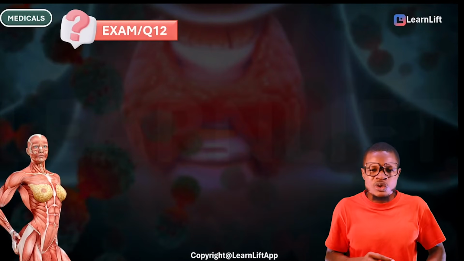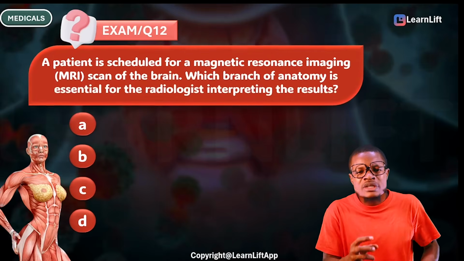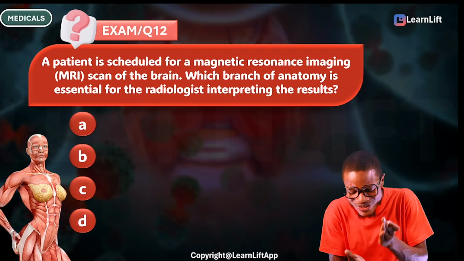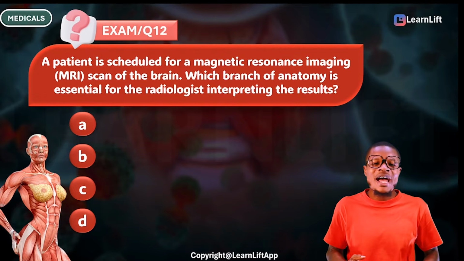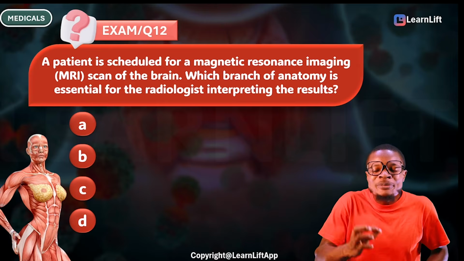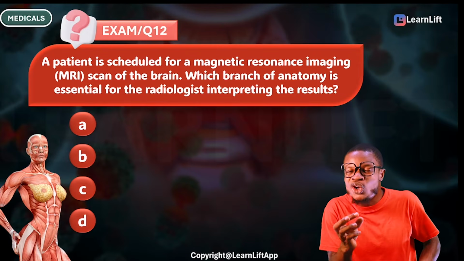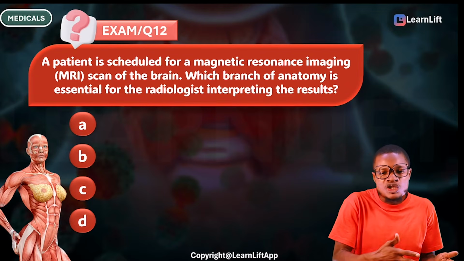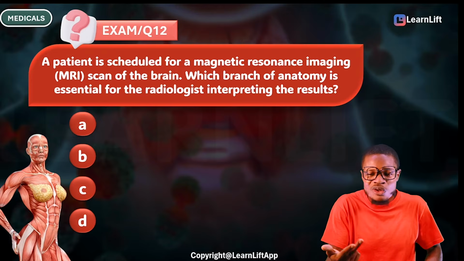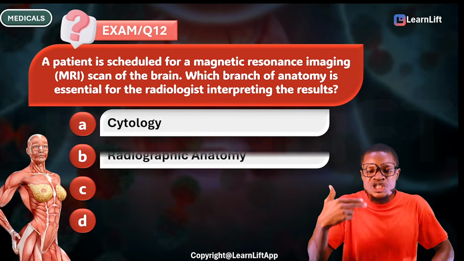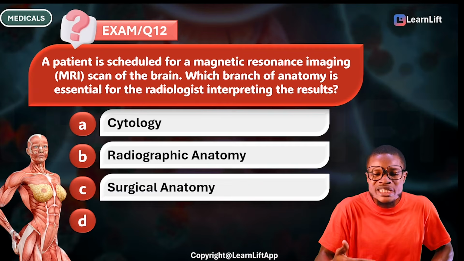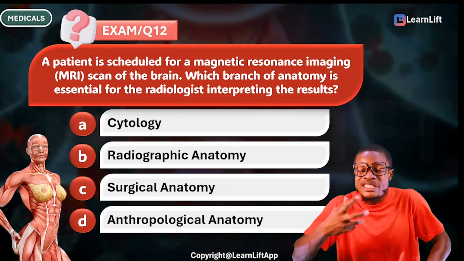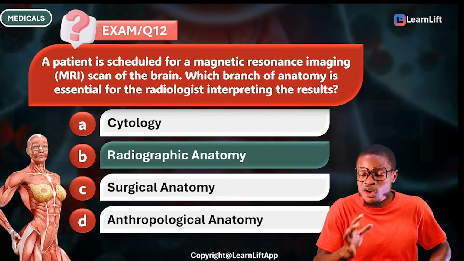Look at the next question here, question 12. In question 12, the question says a patient is scheduled for magnetic resonance imaging, of course, radiographic anatomy, MRI scan of the brain. Which branch of anatomy is essential for the radiologist interpreting the results? Now, the radiographer will carry out the procedure, the radiologist will interpret the results most of the time. Now, option A says cytology, B says radiographic anatomy, C says surgical anatomy, and option D says anthropological anatomy. What's the correct answer? Of course, it is your radiographic anatomy. That is option B, the correct answer to this question.